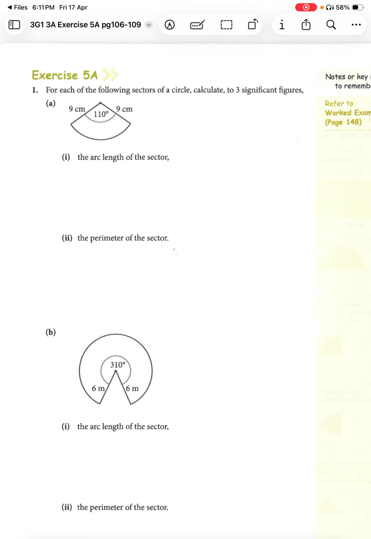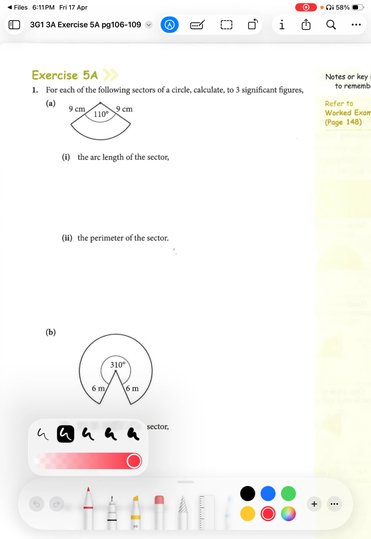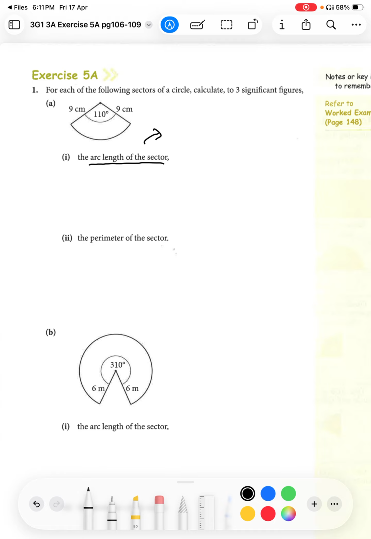Okay, let's do this again. Let's go through this outline of the sector. Find the outline of the sector. So just to revise again, the outline is denoted by S, equal to the angle over 360 times 2 pi r. Which line is this? This is the outline of the sector.